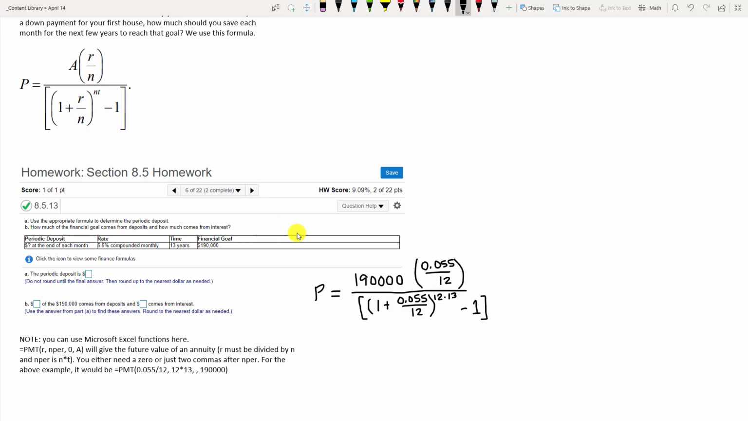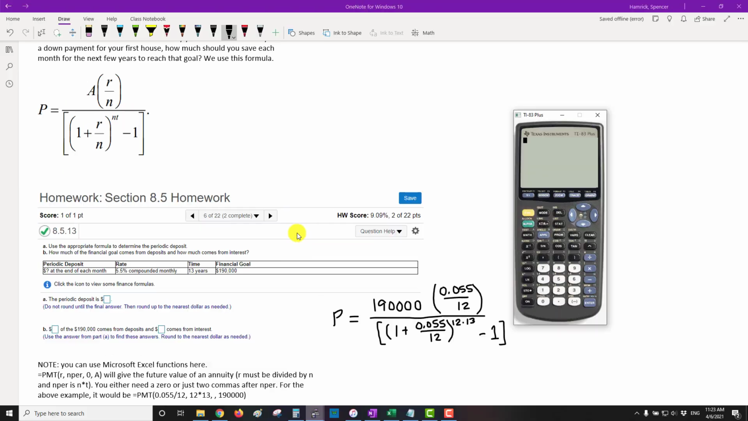So let's be very careful here with the calculators. We calculate this. So we'll put in 190,000, put our first parentheses, and 0.055 divided by 12, close that parentheses. Then we're going to divide, and we'll start two parentheses here. Notice we have two in the way we've written it out. So parentheses, parentheses, 1 plus 0.055 divided by 12, close parentheses.